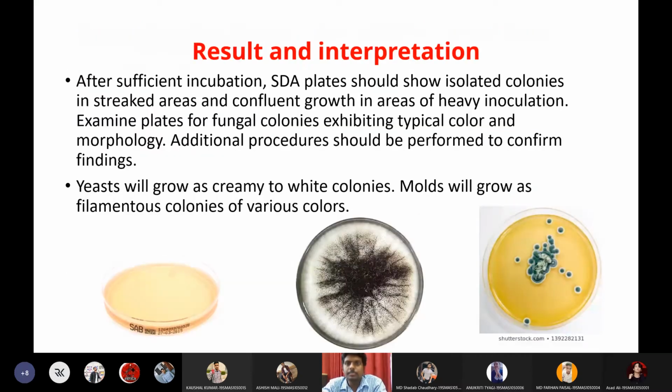Then results. Now, results will depend upon three factors. One is presence or absence of moisture in the colony. Depending upon the color of the fungal growth and depending upon the morphology of the fungal colony, we will give the results. Okay, so depending upon these three parameters, we will give the results.